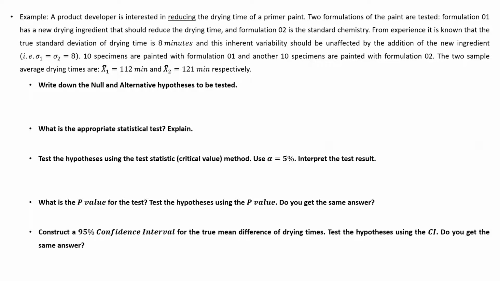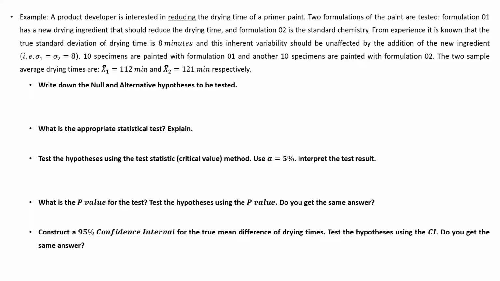Alright, here's an example. A product developer is interested in reducing the drying time of a primer paint. Two formulations of the paint are tested. Formulation 1 has a new drying ingredient that should reduce the drying time. And formulation 2 is the standard chemistry. From experience, it's known that the true standard deviation of drying time is 8 minutes. And this inherent variability should be unaffected by the addition of the new ingredient, i.e. sigma 1 equals sigma 2 equals 8.